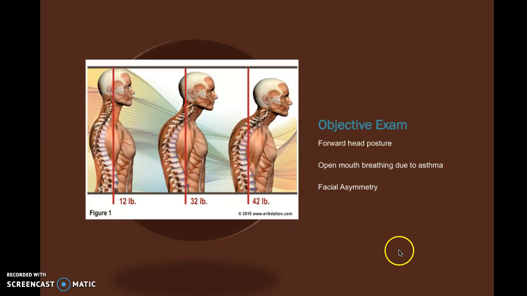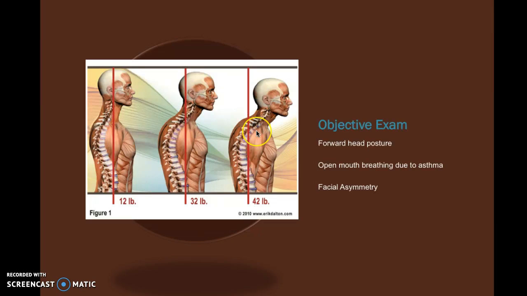So when we look at the objective exam, we've talked about a forward head posture, and we've discussed how there can be increased load at the C5 level the farther the external auditory meatus gets from the acromion. How the loading of a 12-pound head, or 12 pounds of load on the C5-6 area from a 10-pound head can increase to 32 pounds and as much as 42 pounds of load on this area.